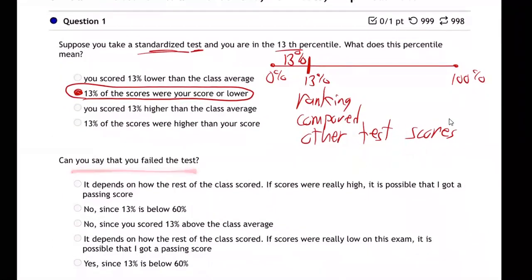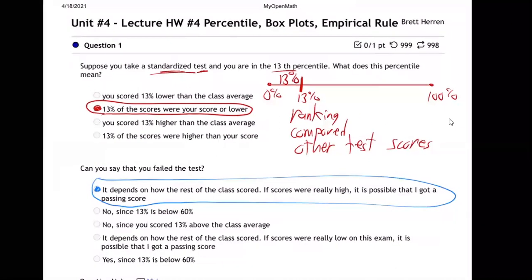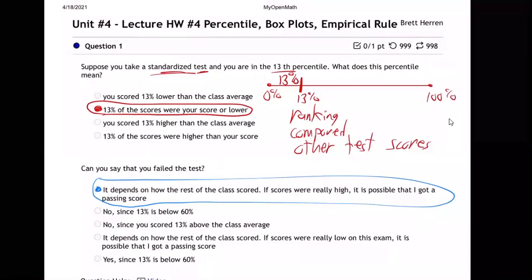Okay, what about this? Does that mean you failed the test? Think, well, I got pretty low, I must have failed. No, not necessarily. It depends on how the rest of the class did. If the scores were really high, it's possible that you got a passing score. Yeah, that's exactly it, actually. It's this one. Now, why? Well, what if I gave a test? I do give tests. What if on the last test I gave, everybody did super well?